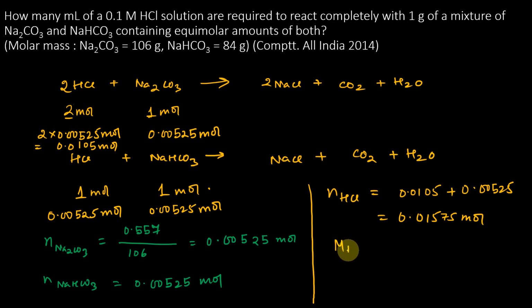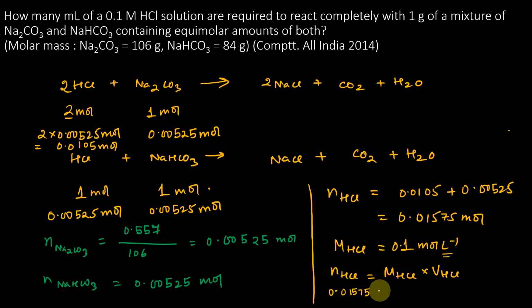Concentration कितना दिया गया है? What is the molarity of HCl? It is 0.1 mole per liter. ठीक है, 0.1 mole per liter. How many ml? कितना ml चाहिए? Very easy. We know that number of moles of HCl is equal to molarity of HCl into volume of HCl. ठीक है. So that is going to be 0.01575, okay, is equal to molarity of HCl, that is 0.1, and volume of HCl.